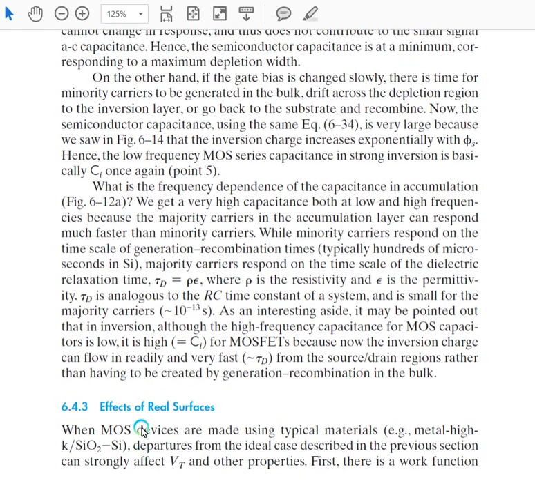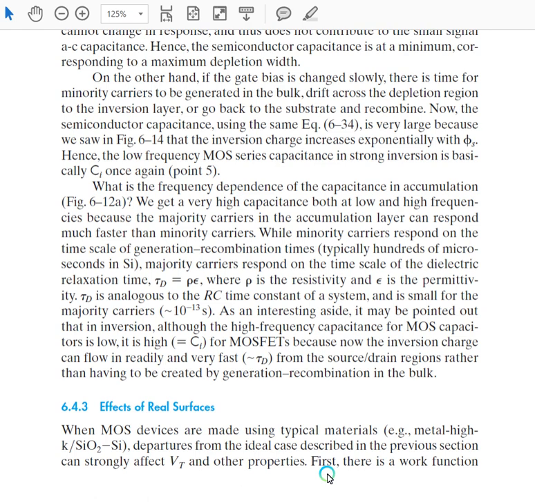So then in section 6.4.3 we have the effect of real surfaces on the threshold voltage. Firstly, when we are making the metal oxide semiconductor capacitor or a MOSFET device, the metal may have one work function and the semiconductor, which may be either p type or n type, may have another work function.